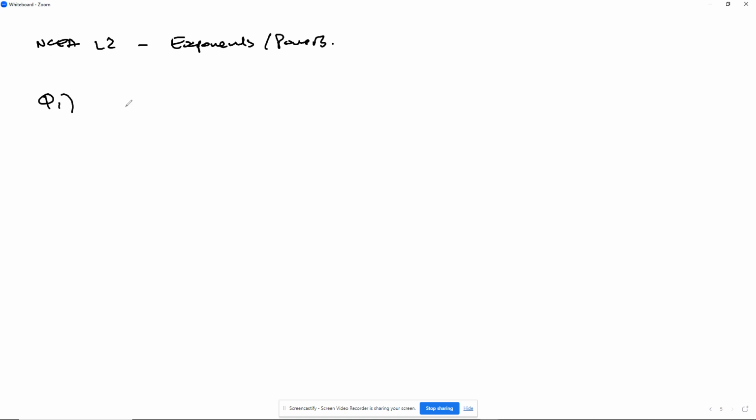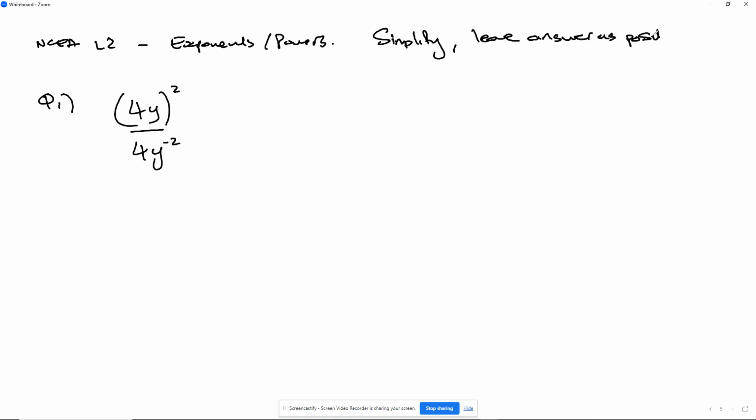So let's try question 1. Let's suppose you've got (4y over 4y to the negative 2), and this is squared. The question says simplify each of the following, and leave your answer as positive indices. Question 2: I've got the fourth root of 16y to the power of 64.